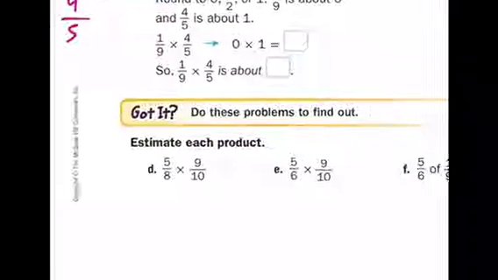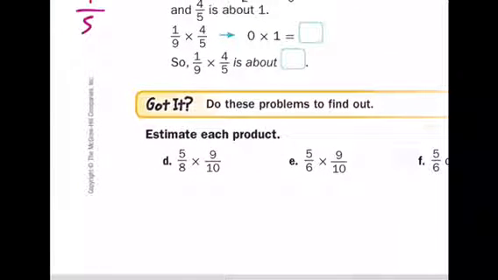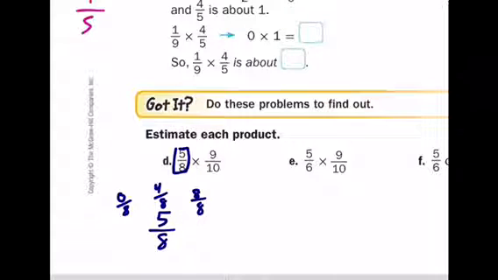All right, so let's go down to the practice problems. We're going to do one of these together, and then I'm going to have you try the other two. So by the way, you don't have to write the helper fractions, but if you have trouble seeing it, you might want to. So what I'm going to do for D is I have to decide if 5/8 rounds to 0, half, or 1. So I'm going to write it down here where it's bigger. So remember, 0/8 is 0, 8/8 is 1, 4/8 is half. So what is 5/8 closest to? It's really close to 4/8. Remember, 4/8 is half. So 5/8 is going to round to half.